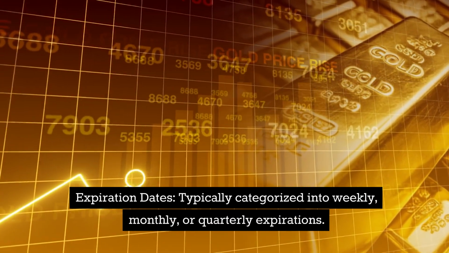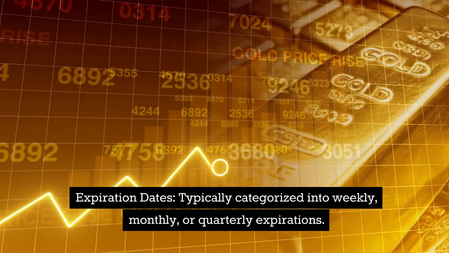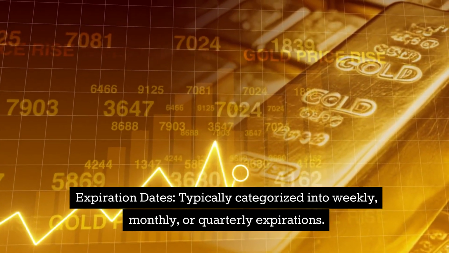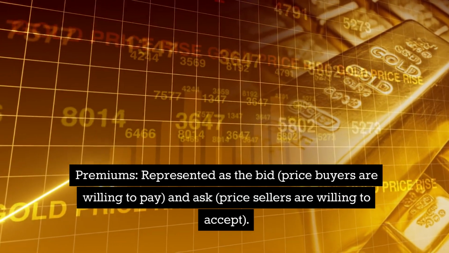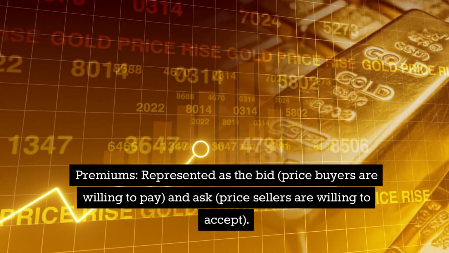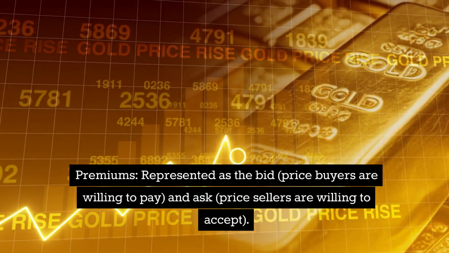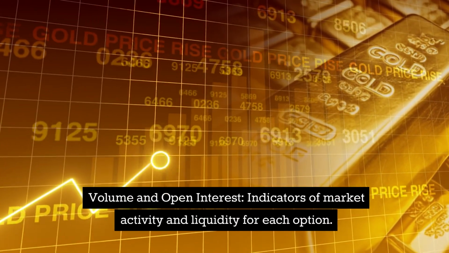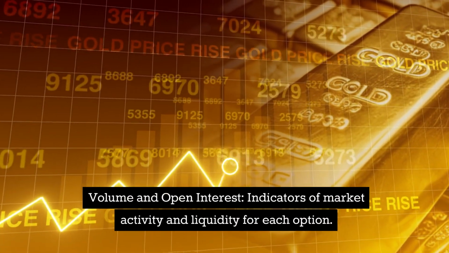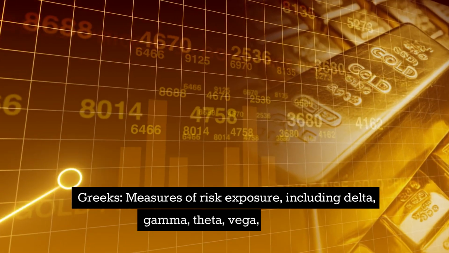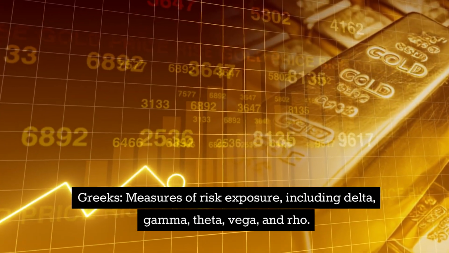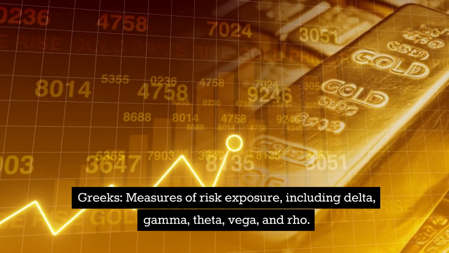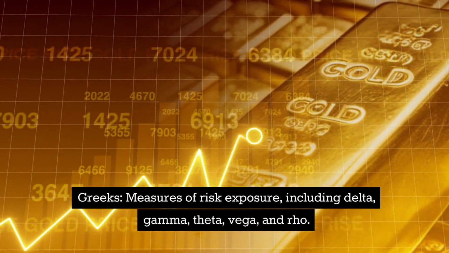Expiration dates, typically categorized into weekly, monthly, or quarterly expirations. Premiums, represented as the bid price buyers are willing to pay, and ask price sellers are willing to accept. Volume and open interest, indicators of market activity and liquidity for each option. Greeks, measures of risk exposure, including delta, gamma, theta, vega, and rho.